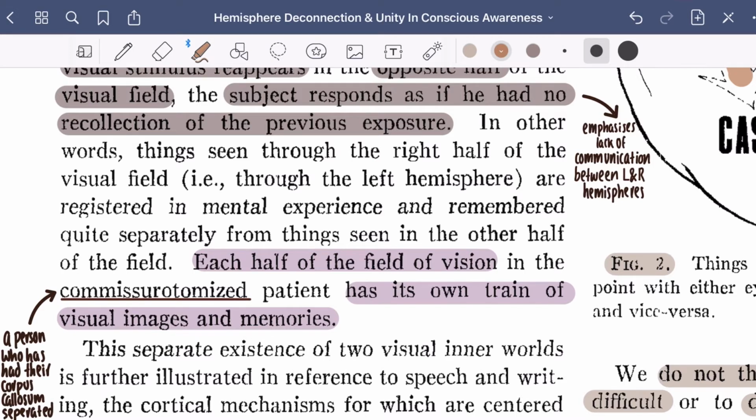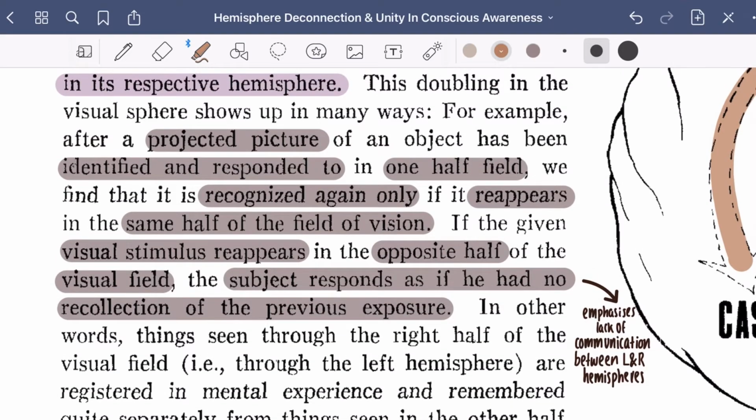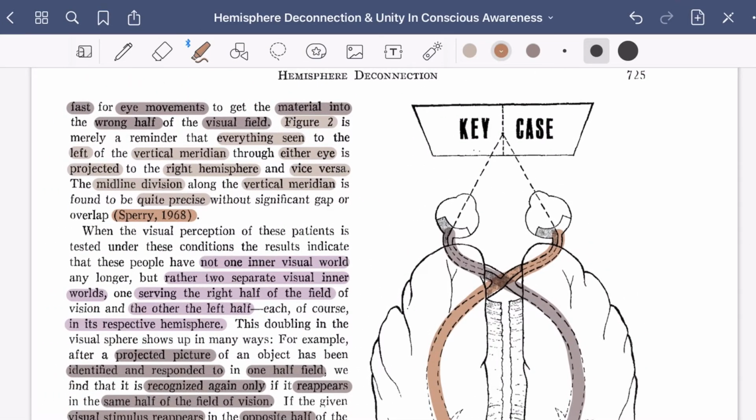Then if we go just above, we can see that I have also annotated about the emphasis on the lack of communication between the left and right hemispheres. That is essentially what this entire chunk of text here means. Then we have another diagram that is within the paper.